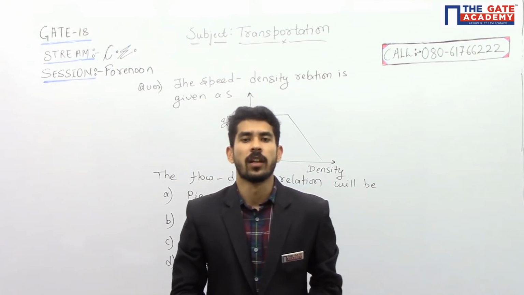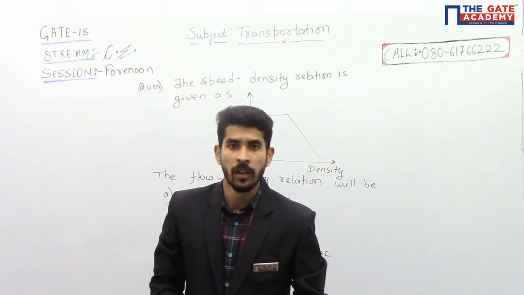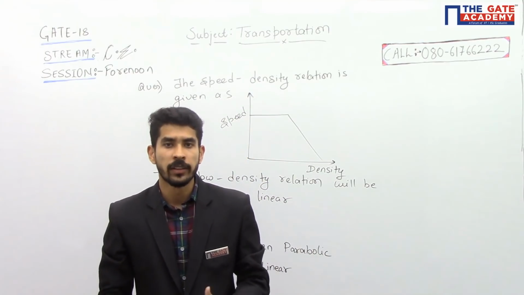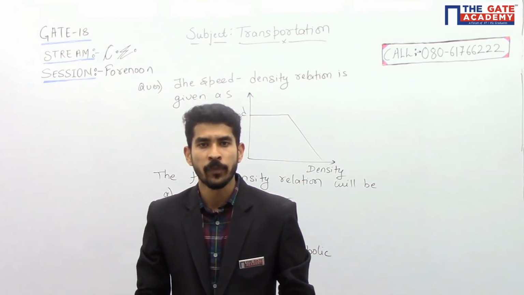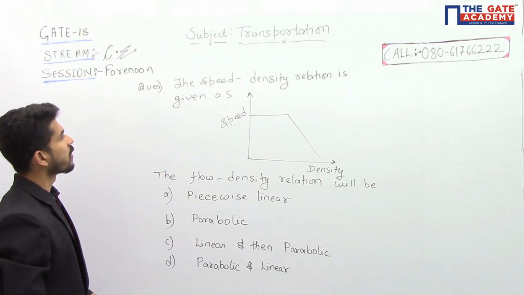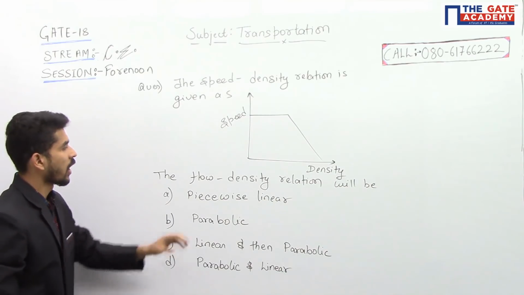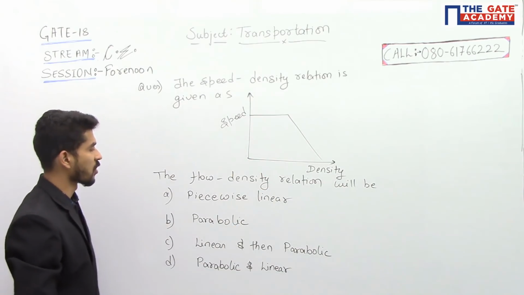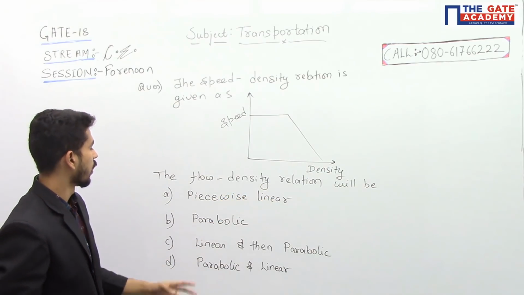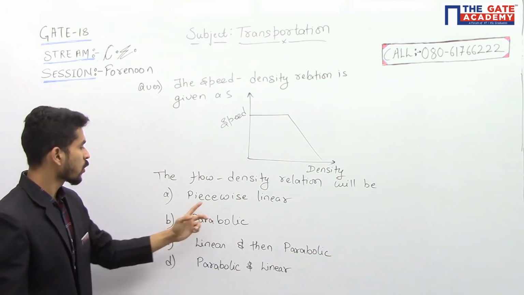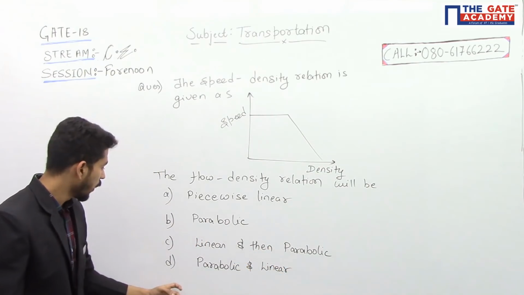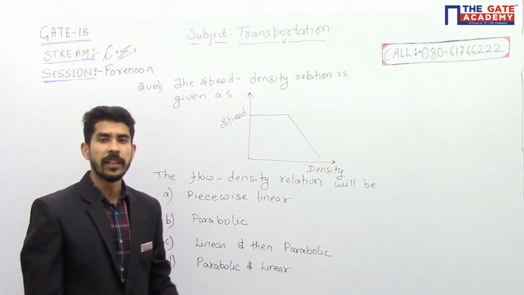Hello friends, let us discuss a question asked in GATE 2018 in Civil Engineering in the forenoon session. The subject here is Transportation Engineering and the question says the speed-density relation is given as a graph, and it asks what the flow-density relation will be. There are four options: piecewise linear, parabolic, linear and then parabolic, and parabolic and then linear.